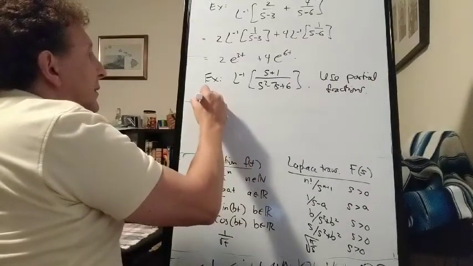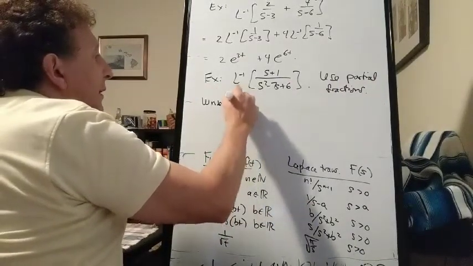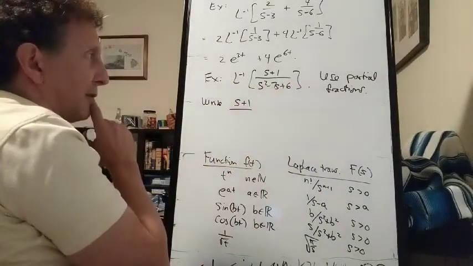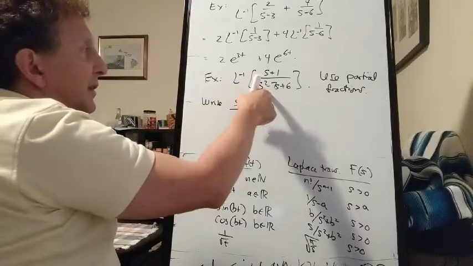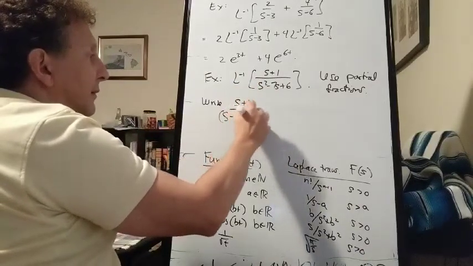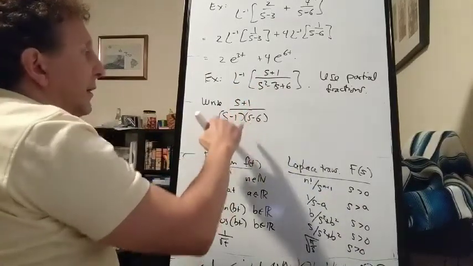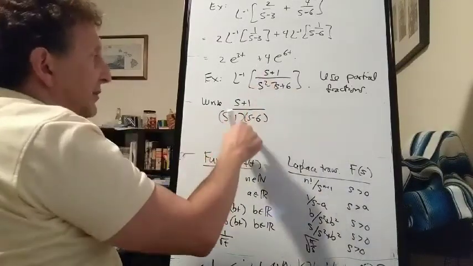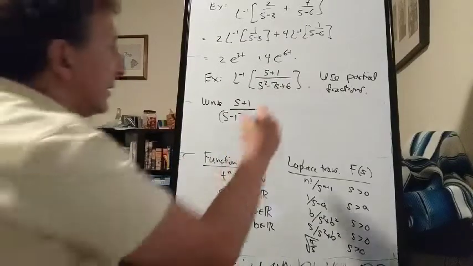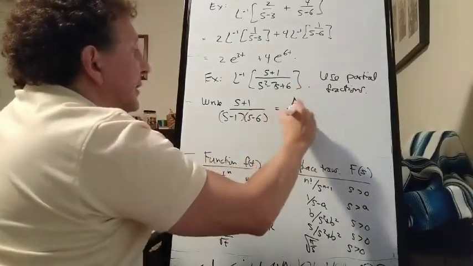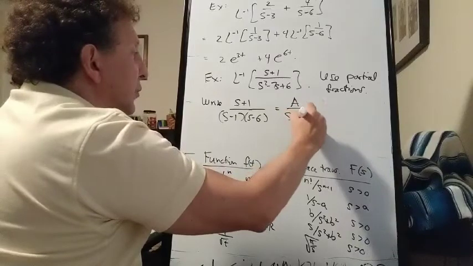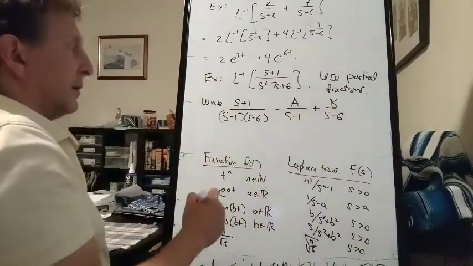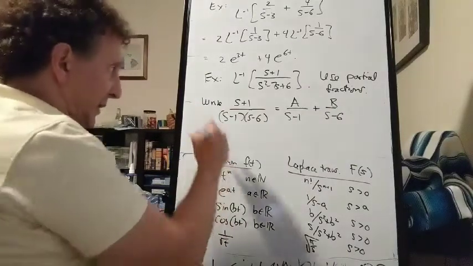So we write s plus 1 over, let's see, we need to factor the bottom for this to work. That's s minus 6 times s minus 1, I think. S minus 6s minus s, so minus 7s plus 6. Okay, so that is the denominator. And that should be expressible as A over s minus 1 plus B over s minus 6. Now we just need to solve for A and B.